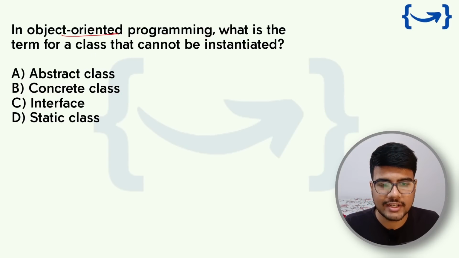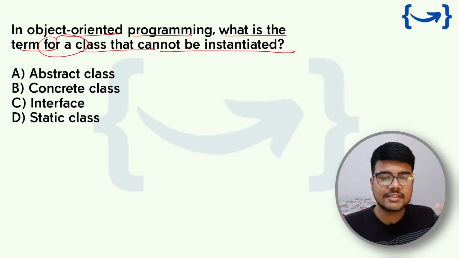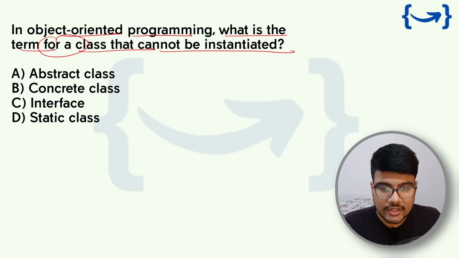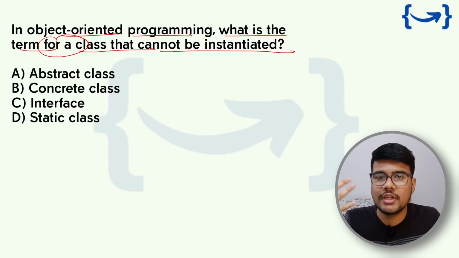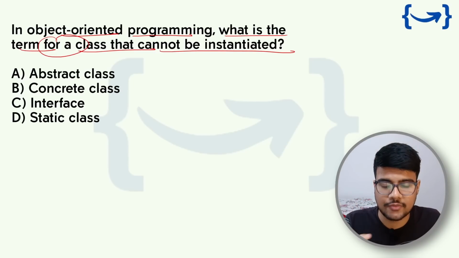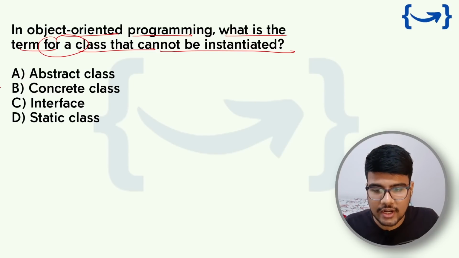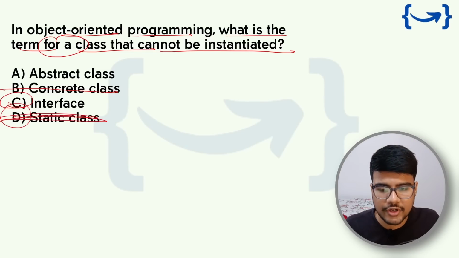In object-oriented programming, what is the term for a class that cannot be instantiated? Okay, it cannot be instantiated, meaning it cannot be created, I would say. What would be the option? Concrete class? Okay, no, there is nothing like a concrete class. Interface cannot be. Static class? No, it cannot, definitely it cannot.